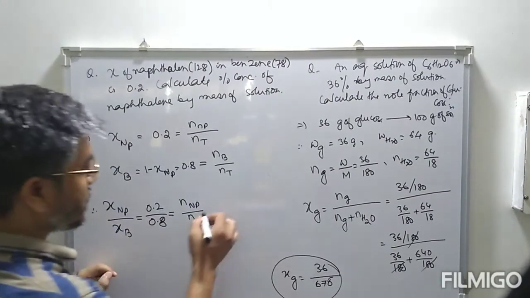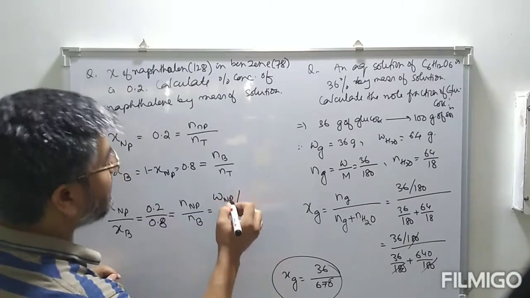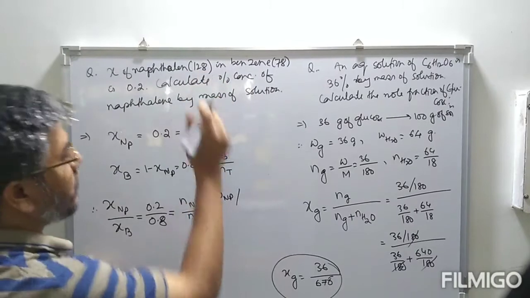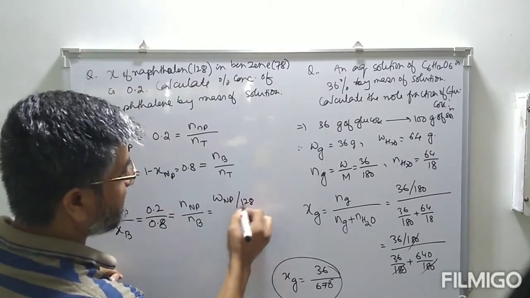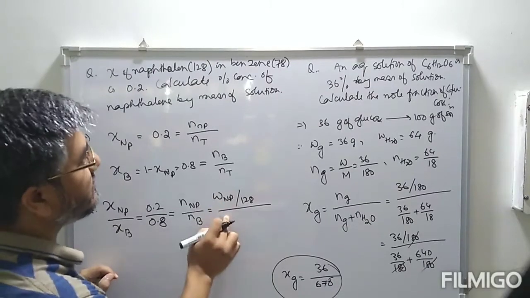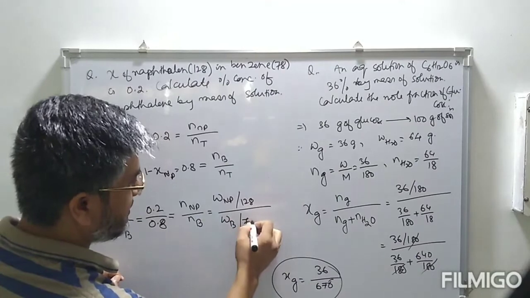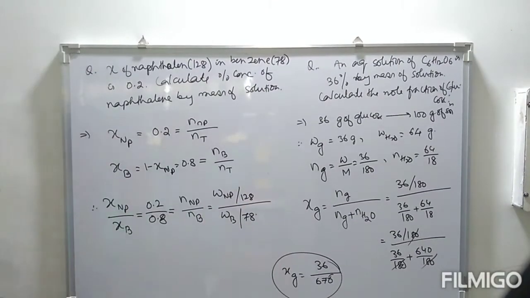Now, number of moles of naphthalene is mass of naphthalene divided by molar mass. Molar mass is 128. Number of moles of benzene is mass divided by molar mass. So we have this mass of benzene divided by 78.